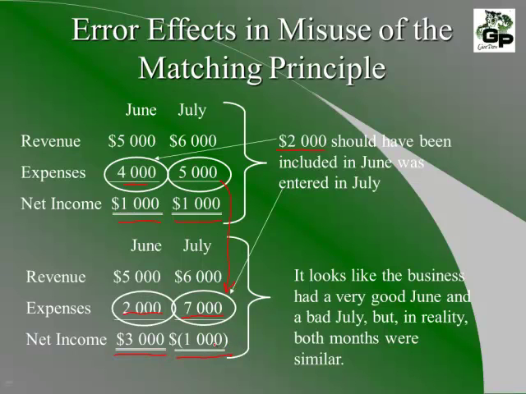It looks like the business had a very good June and a bad July, but in reality, we know that the proper answer is up here, and we actually had a pretty even June and a pretty even July. So that's why it's really important to make sure that you match your revenue and expenses in the same accounting period.